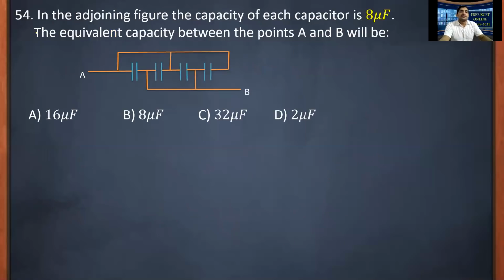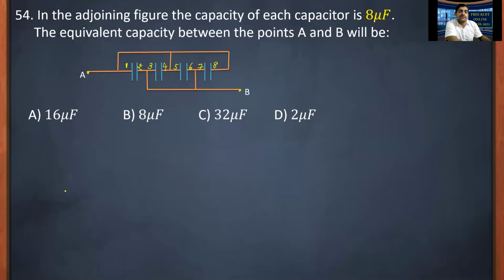Next question. 54th. In the adjoining figure, the capacity of each capacitor is 8 microfarad. The equivalent capacity between point A and B will be. So we are asked to find the effective or equivalent capacitance between A and B. It's not clear whether they are in series or parallel, so let us use the technique of naming the plates. Let us name 1, 2. This is 3. This is 4. Say 5, 6. This to be 7. And let us say this 8.